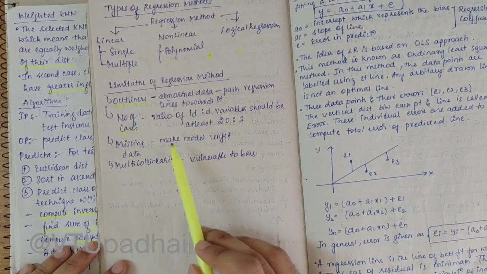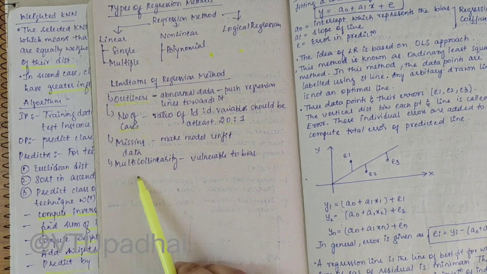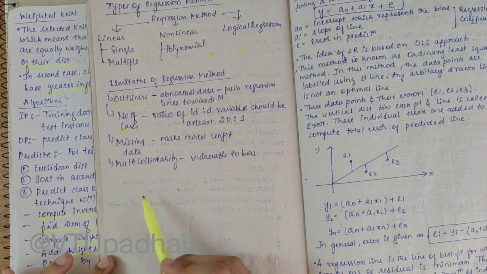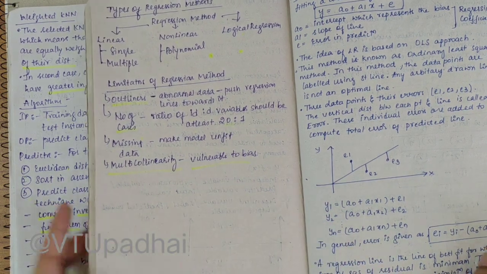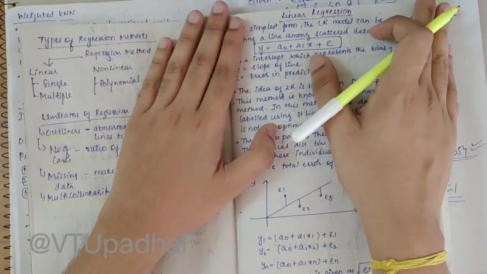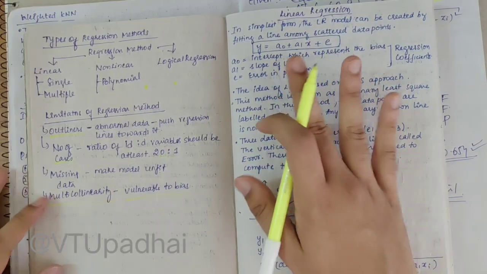Then we have the missing data here. Because of the data being missing, the model could be unfit. And then collinearity. This collinearity problem could lead to bias. So this was about regression analysis, a basic introduction. We'll look into the linear regression topic. One question, or one numerical, or an explanation could be asked from this topic.